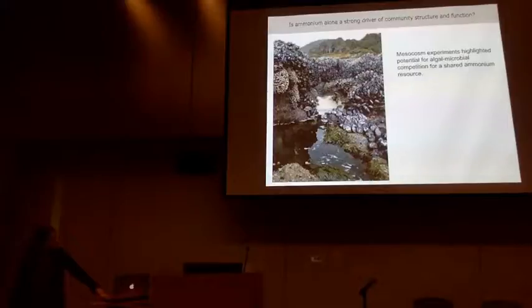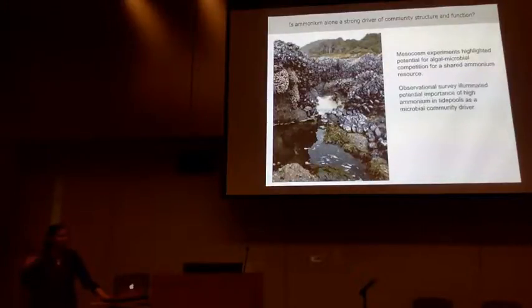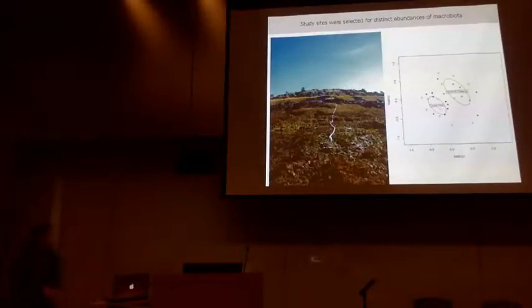My mesocosms highlighted the potential for algal-microbial competition for the shared resource. My observational survey illuminated the potential importance of high ammonium in tide pools specifically as a microbial community driver. So how are these communities responding to ammonium in nature? I'm going to start with where I chose to do this study. I chose 2 study sites from that observational suite of sites that differed strongly in macrobiotic community composition.